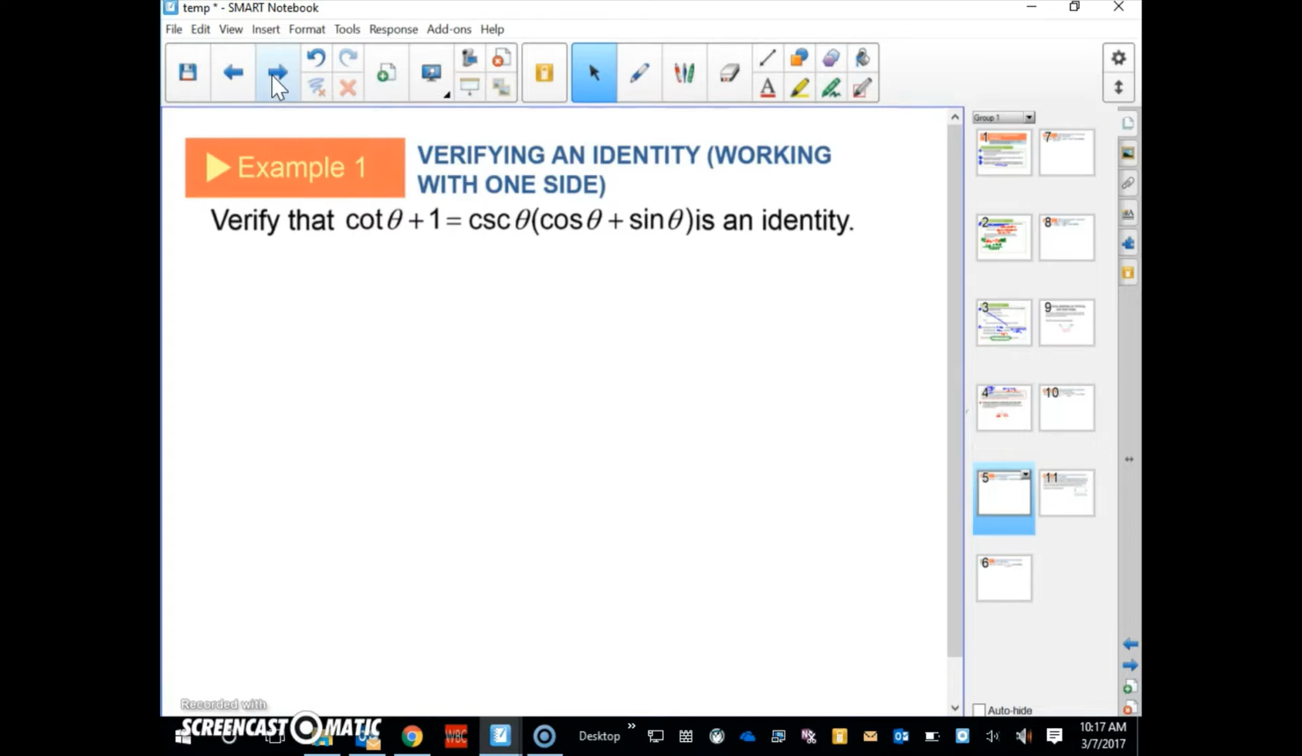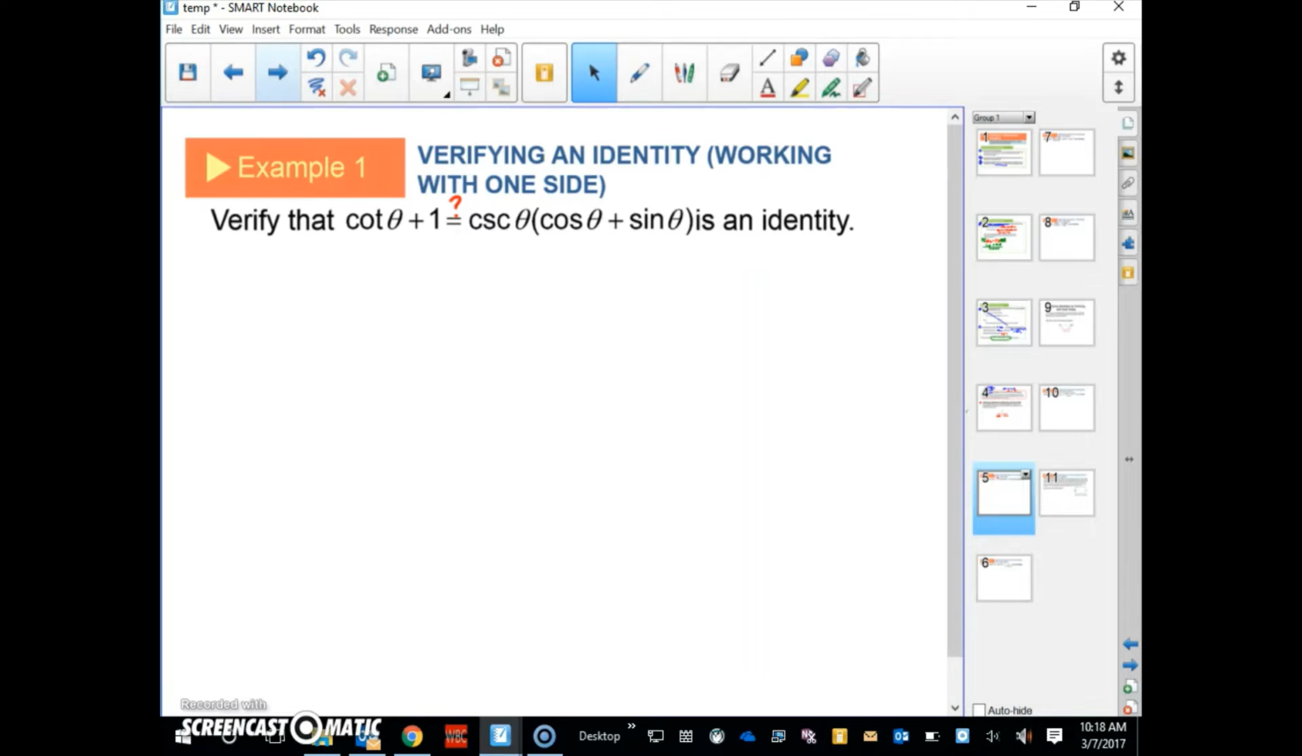Example 1, verify cotangent theta plus 1 equals cosecant theta times the quantity cosine theta plus sine theta is an identity. Okay? So at this point, we do not know. I know it says equals, but we don't know if that's actually equals or not. That's what we're trying to prove. Okay? So one of your hints says start on the more complicated looking side. More complicated looking side looks like the right side to me. So you want to look at the right side and you want to do something to the right side.